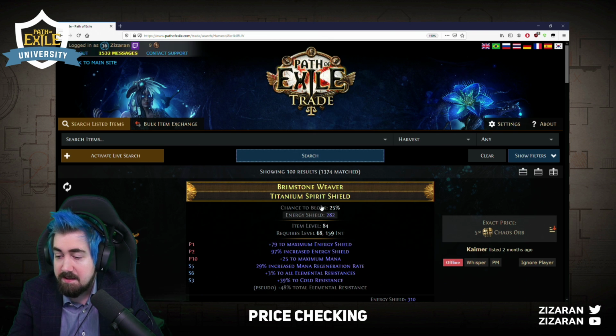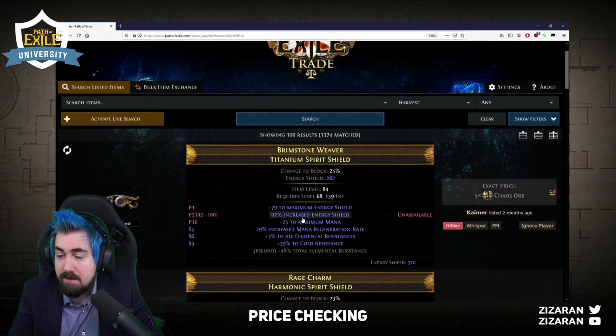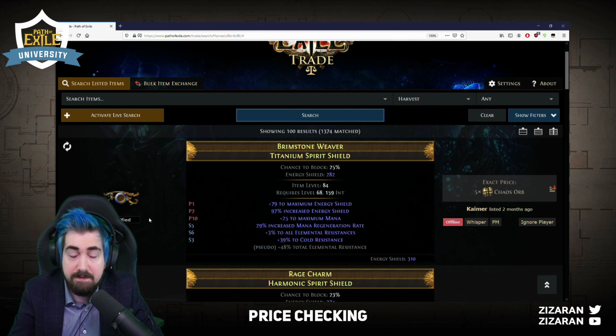So here you see, and this shield would obviously have over 300 with quality on it. It has res, and it's just 5C.